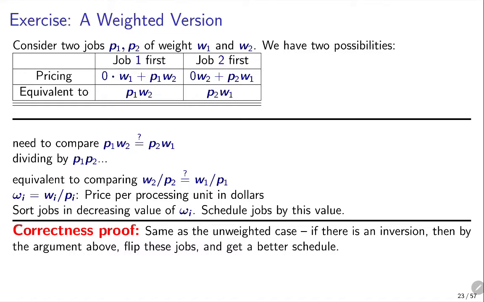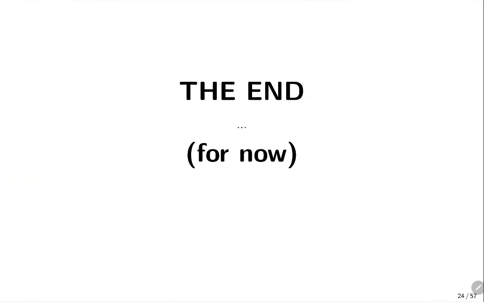Now we need to prove that this is correct. The proof of correctness is exactly the same argument we had before. You just need to argue that if there is an inversion, there must be two jobs next to each other in the optimal solution that are inverted, and then argue that if you swap them, the total wait time decreases. This follows immediately from the calculation above, essentially. So we are done. That solves this exercise.